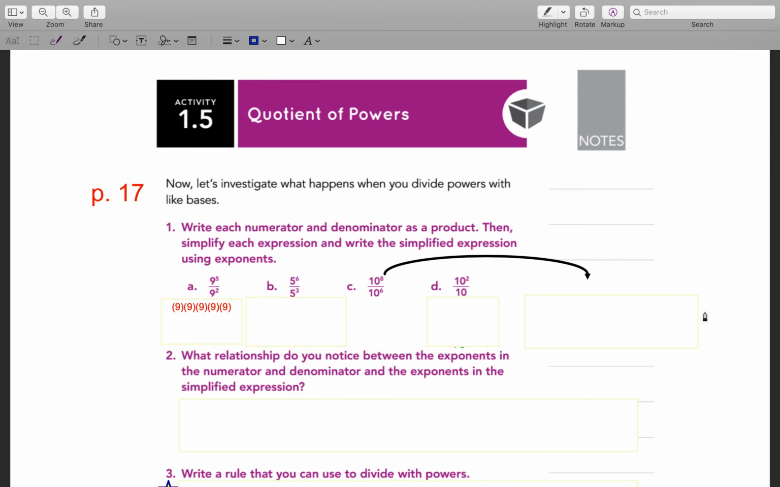All right, page 17. So now let's investigate what happens when you divide powers with like bases. So with the same bases, what happens if we divide the powers? It says write each numerator and denominator as a product, and then simplify each expression and write the simplified expression using exponents. So first we have 9 to the 5th power divided by 9 to the 2nd power.